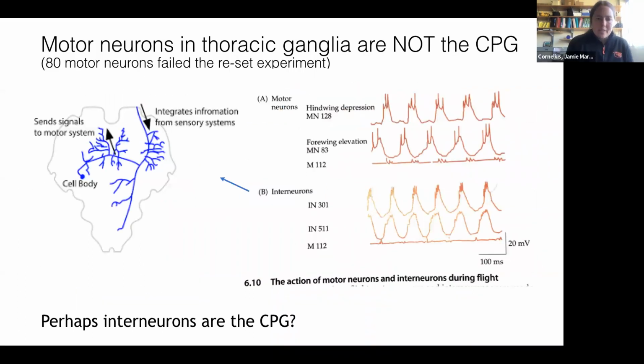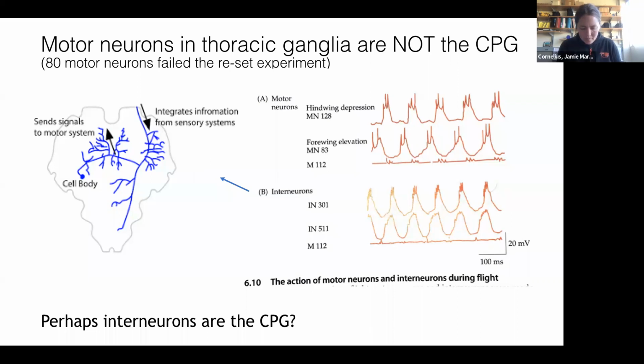What these reset experiments did, they tested more than 80 motor neurons, and every single one of them failed the reset experiment. In other words, if you stimulate them in the middle of the cycle, it doesn't change the pattern. It doesn't change the rhythm of the motor output afterwards. What that means is that something else is driving the motor neurons to be rhythmic. It's not the motor neuron itself. They're just listening to a pattern generator somewhere else in the system.